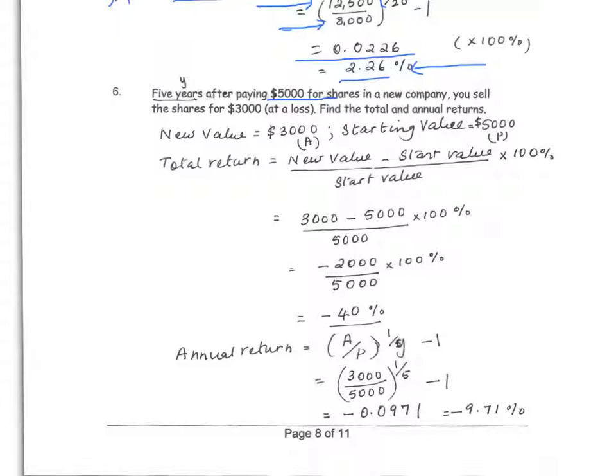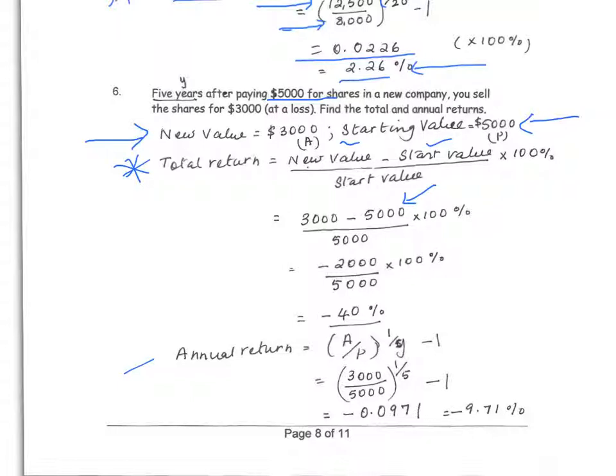For any investment, we can figure out a return on investment in two different ways. One is the total return and the other is the annual return. The amount that you put in is your starting value, also called P, and the amount that you get at the end of 5 years is $3,000. So let's see what the total return is. The total return formula is the interest earned, which is the new value minus the start value, divided by the start value, times 100%. So we plug in all the numbers.